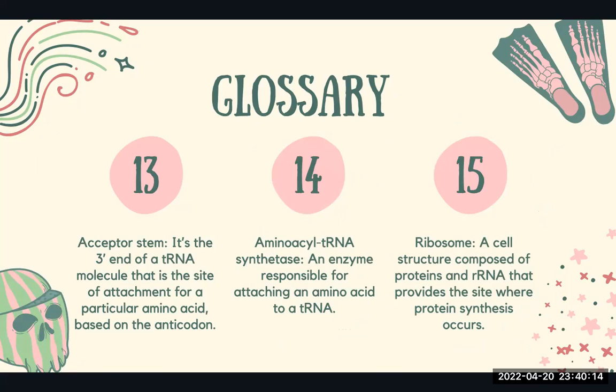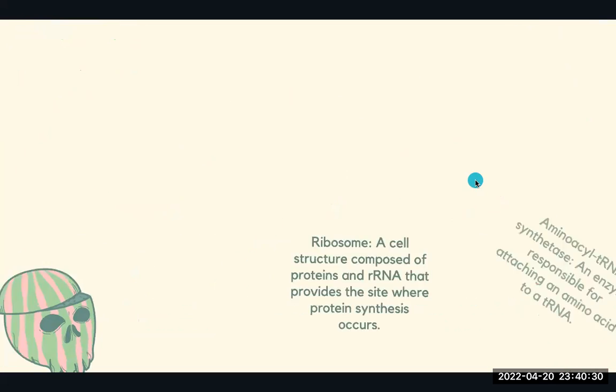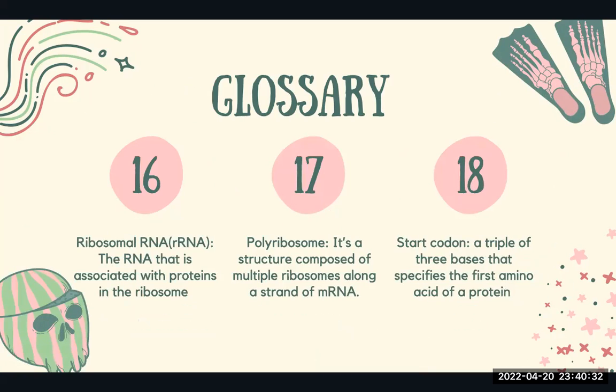Aminoacyl tRNA synthetase. This is an enzyme responsible for the attachment of amino acids to a tRNA. Ribosome. This is a cell structure composed of proteins and RNA that provides the site where protein synthesis occurs. Ribosomal RNA or rRNA. This is the RNA that is associated with the proteins in a ribosome. Polyribosome. This is a structure composed of multiple ribosomes along a strand of mRNA.